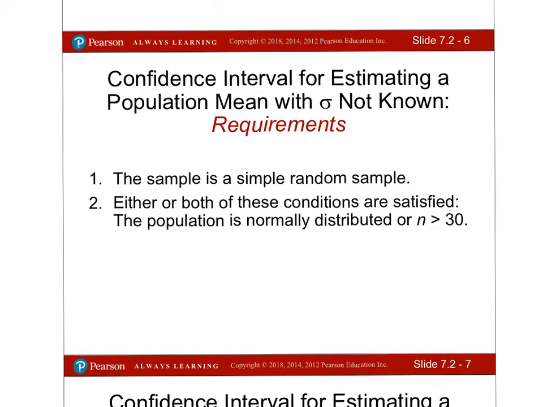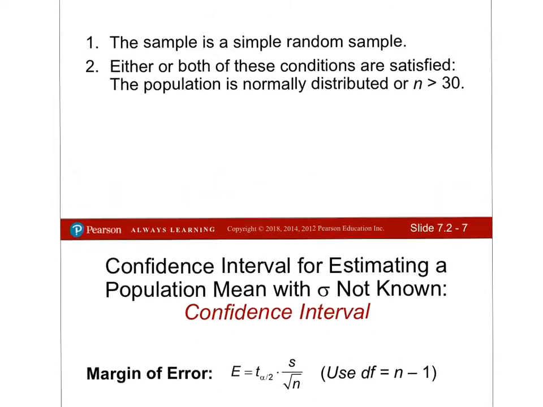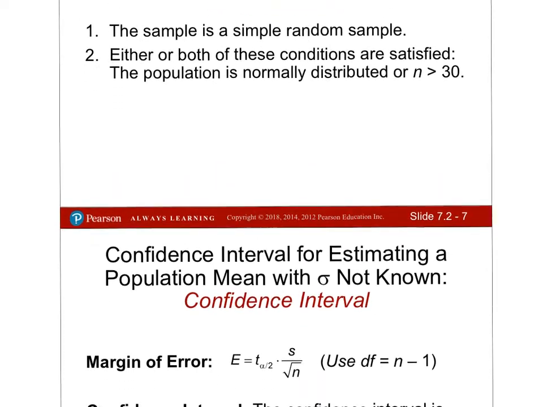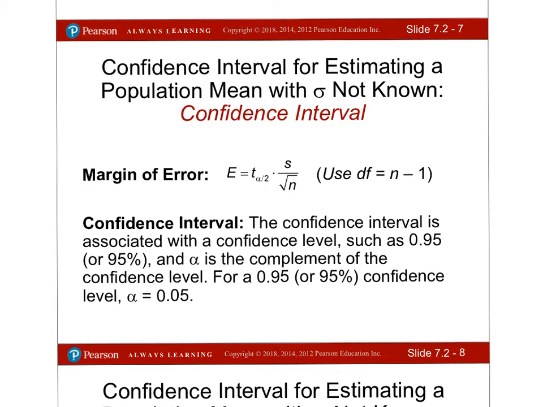All right, now we have a few things that are required. Similar to what we had before, we have to be dealing with a random sample, and the population either needs to be normally distributed, or our sample size needs to be greater than 30. If those two requirements are met, we can proceed in this way. Here's what you need to know. The confidence interval that you're going to create is going to look like this. It's going to be your sample mean plus or minus the error.